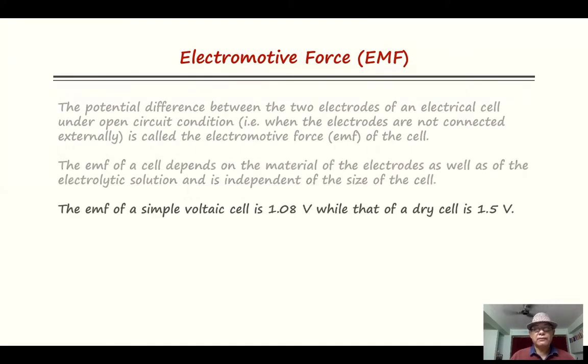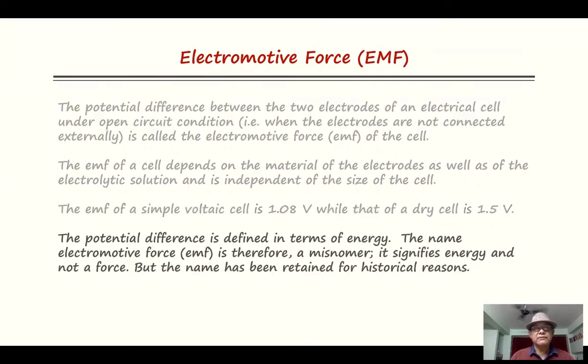The EMF of a simple voltaic cell is 1.08 volt, while that of a dry cell is 1.5 volt. The potential difference is defined in terms of energy. The name electromotive force, that is EMF, is therefore a misnomer. It signifies energy and not a force, but the name has been retained for historical reasons.